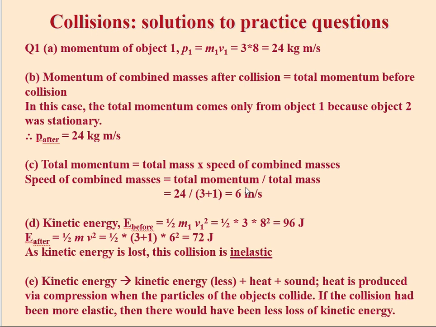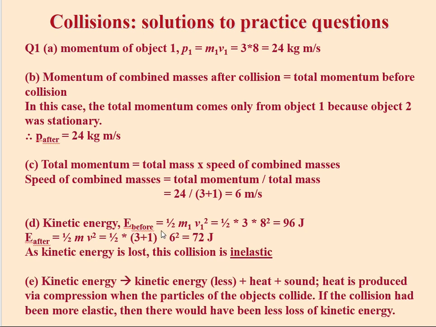Part D, the amount of kinetic energy object 1 has before the collision and the kinetic energy of the combined mass after the collision. So the kinetic energy is a half mv squared, and we're talking about kinetic energy because we'll already have done kinetic energy. That will be covered before we get onto momentum in the mechanics, but it's really useful to link it in with the momentum here because we can talk about collisions being inelastic or elastic.